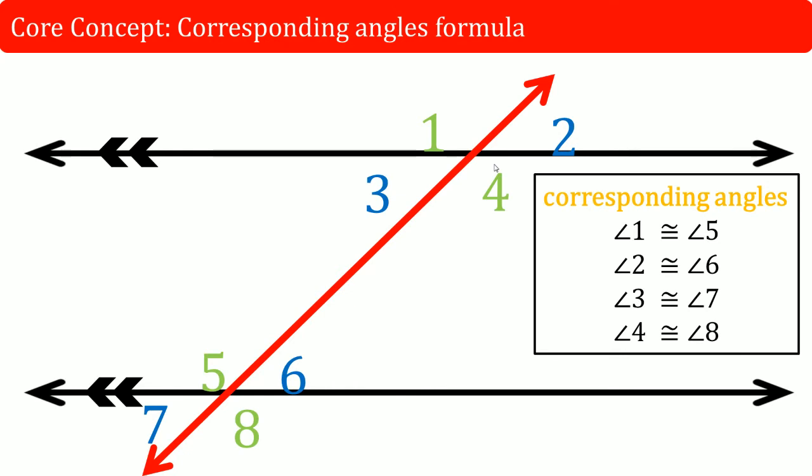Corresponding angles can be written as an equation using the congruent symbol. So we could say angle 1 and angle 5 are congruent, angle 2 and angle 6 are congruent, 3 and 7 are congruent, and 4 and 8 are congruent, and that is because they're corresponding angles.